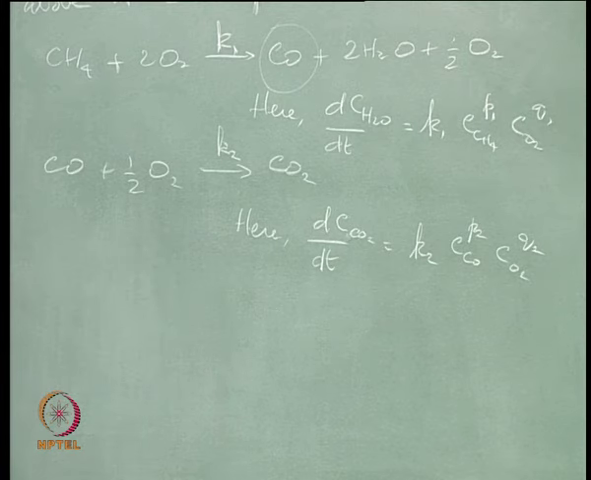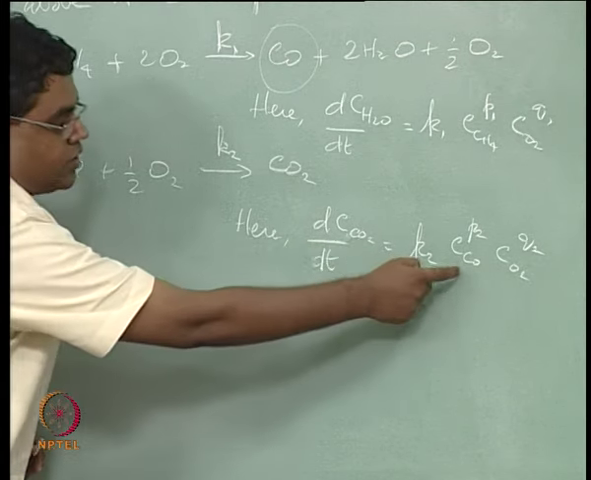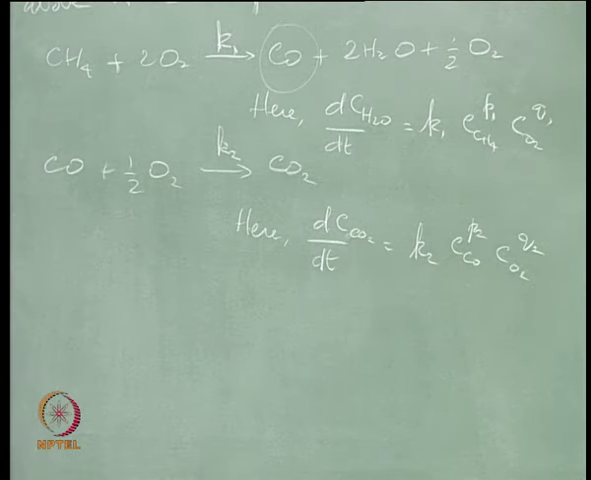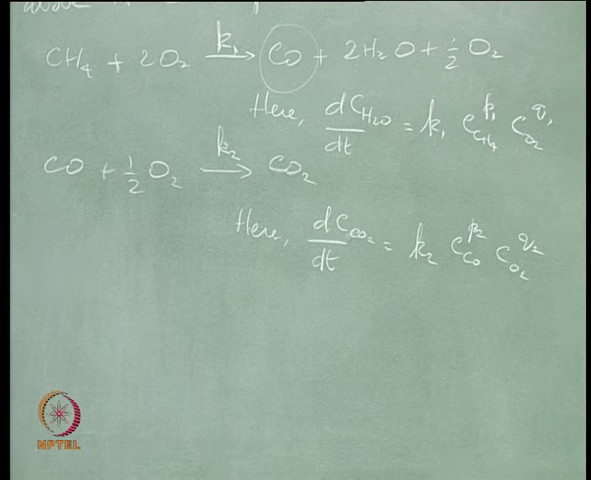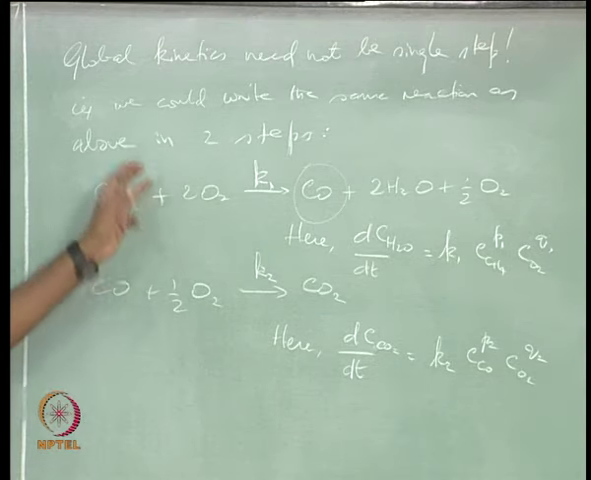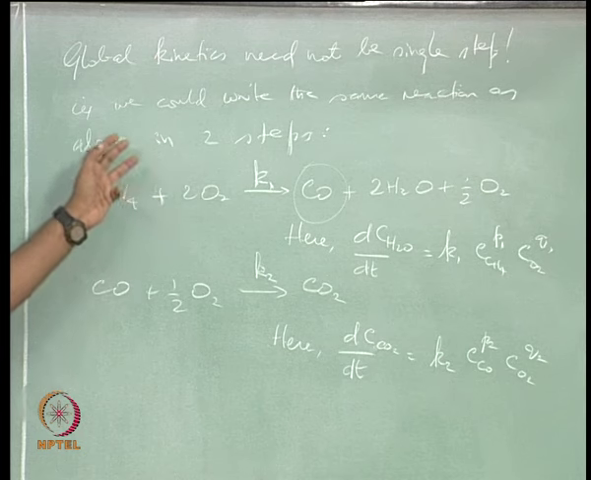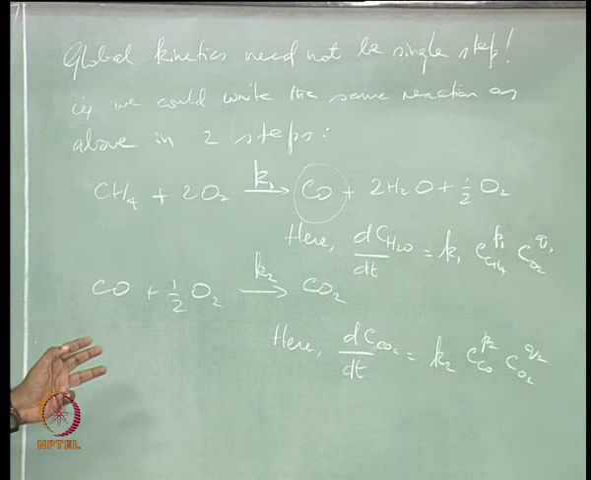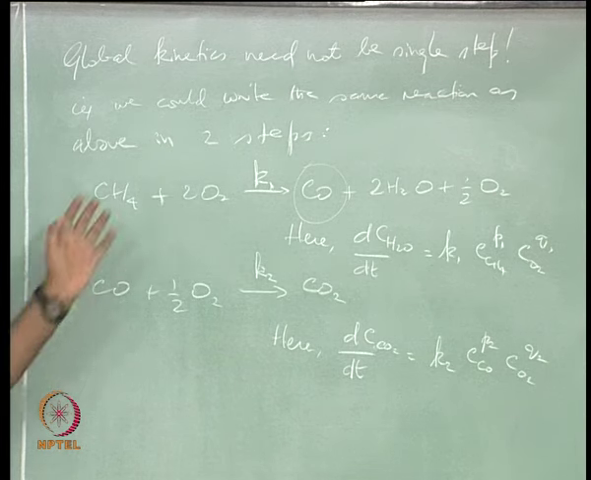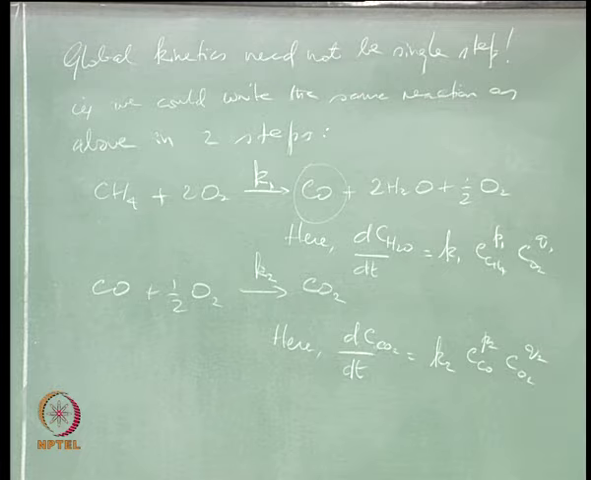So the second reaction rate will depend on the concentration of carbon monoxide, which is produced in the first reaction. If the first reaction did not happen, the second reaction cannot happen, right. And when the second reaction happens, it competes for the same oxygen as the first reaction. They are happening simultaneously, right. So you have methane getting oxidized, carbon monoxide also is getting oxidized with the same oxygen in the pool.